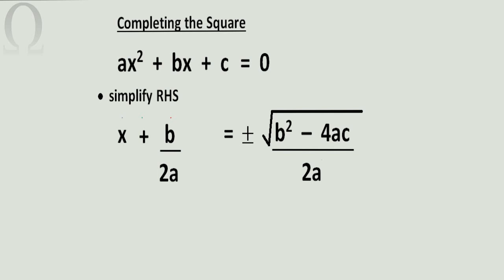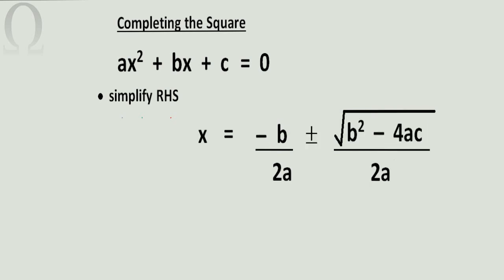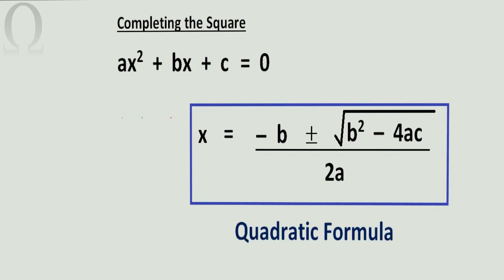We now move the term b over 2a over to the right-hand side, in order to isolate the variable we are solving for, which in this case is x. Rearranging the terms on the right, and expressing as a single fraction, we get x equals minus b plus minus root b squared minus 4ac, all over 2a, which is the quadratic formula.